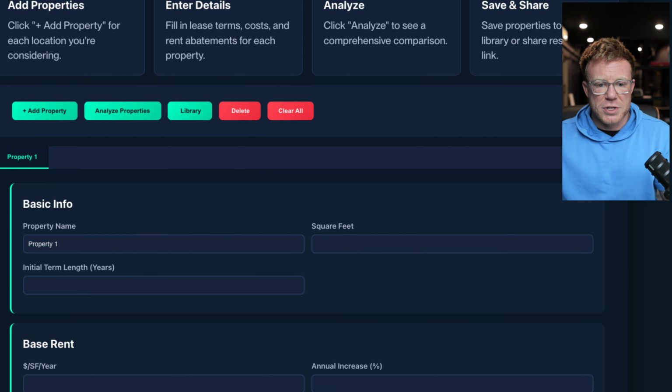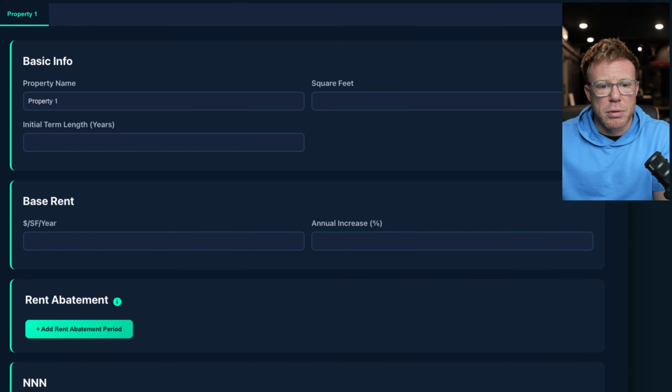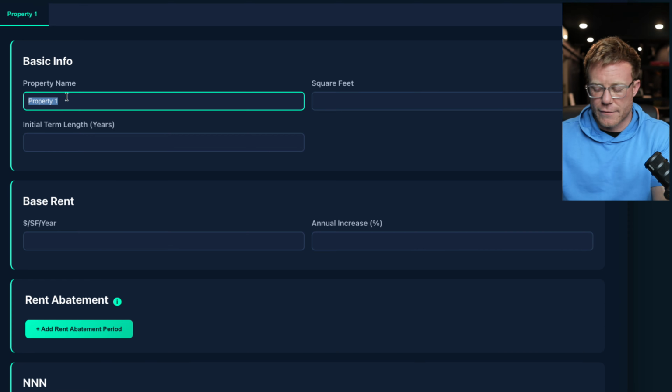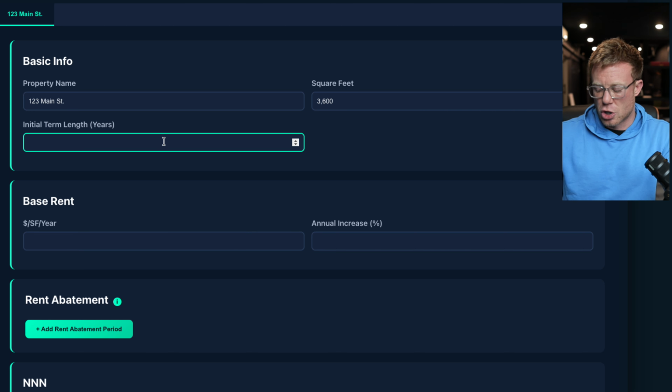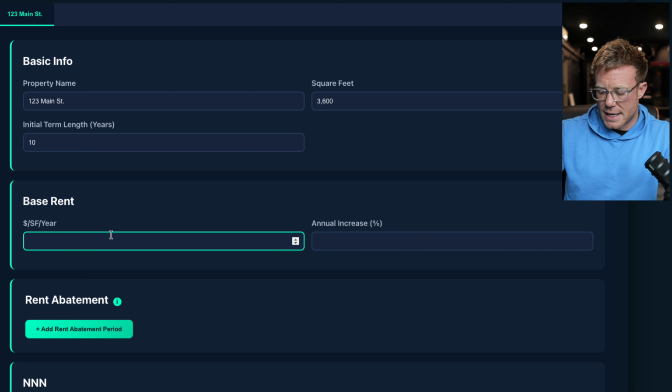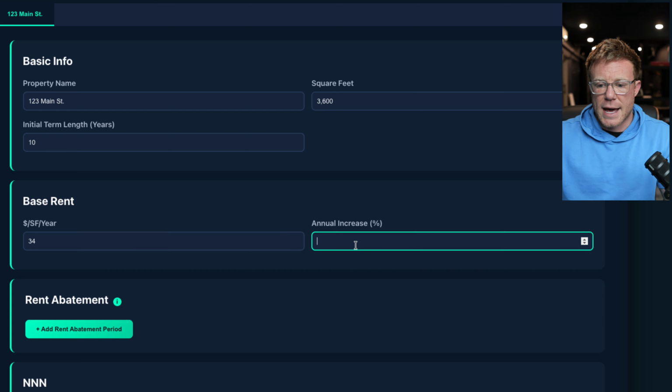All right. First thing we're going to do here, we're going to look at property one. So let's go ahead and you're looking at your first property. Let's just say that's 123 Main Street. And square footage, we're going to say you're looking at something that's 3,600 square feet. And you're going to do an initial term of 10 years. Base rent. Hypothetically, let's say this base rent came in at $34 per square foot. And we're looking at 3% annual increases.